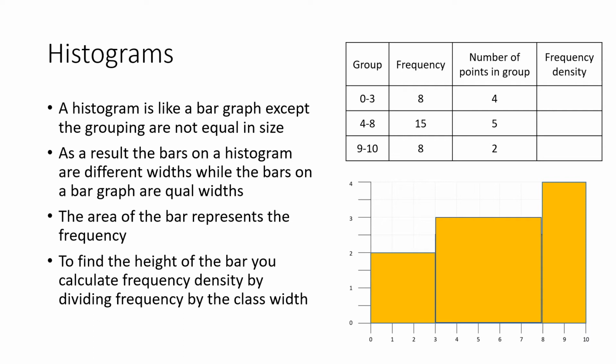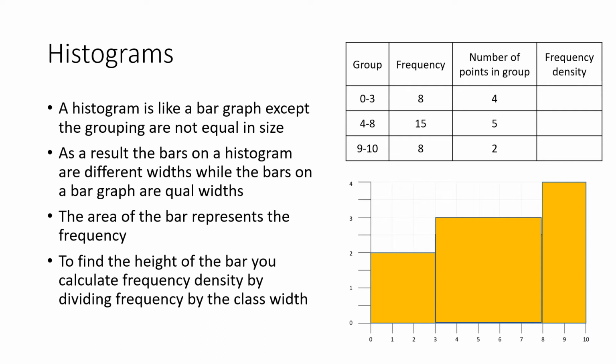And there's a method of working it out. If you look at the data in the top right hand corner, you can see that the first grouping we've got is between 0 and 3. That has 4 points, 0, 1, 2, 3. So the number of points in the group is 4.